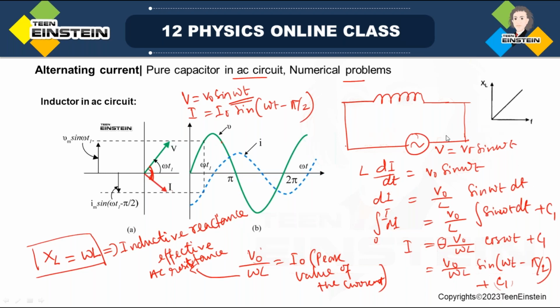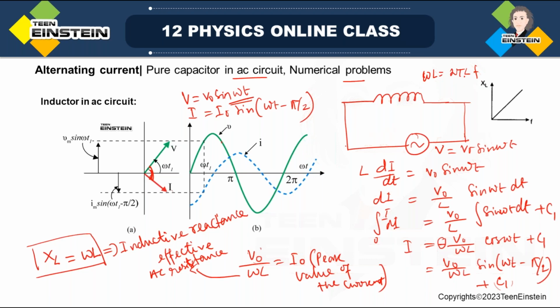See, this is XL. XL means omega into L. Omega is angular frequency. So omega L means 2 pi L into F. F is the linear frequency. L is the inductance. 2 pi is in radian. F is the frequency, the linear frequency.